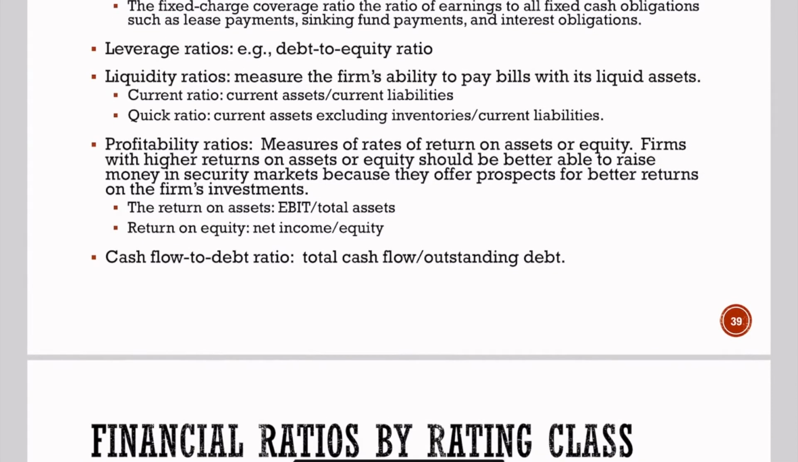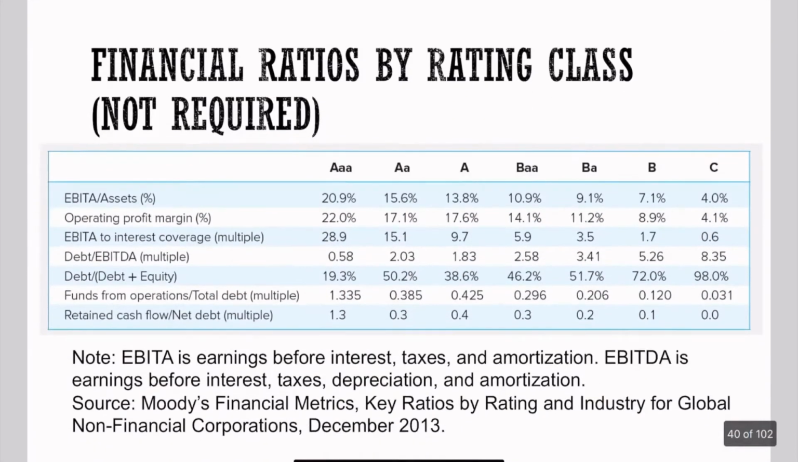Now, the last ratio is the cash flow to debt ratio. So it's measured by total cash flow divided by outstanding debt. So obviously, you want to look at this firm's cash flow and you want to see if the firm's cash flow can cover its debt. Right? Okay.